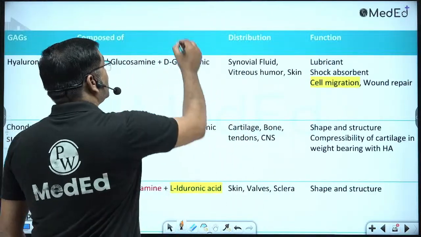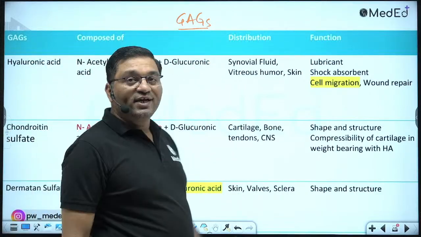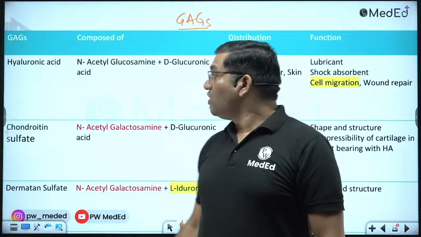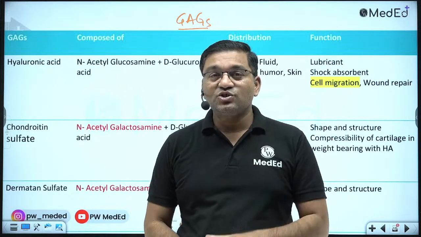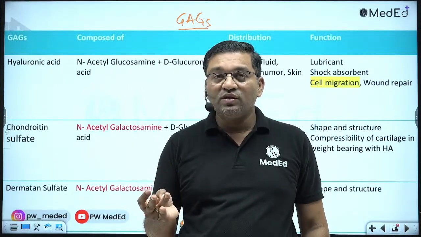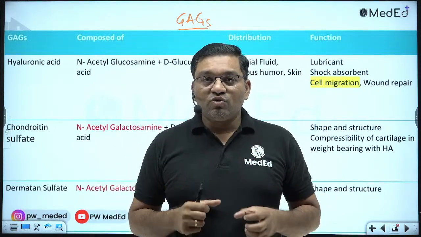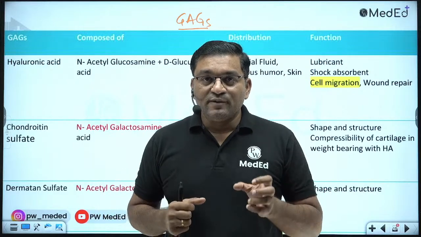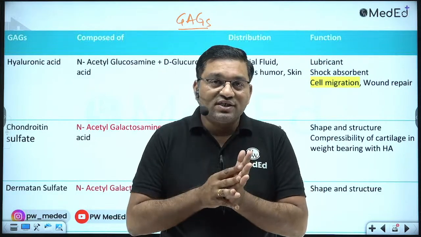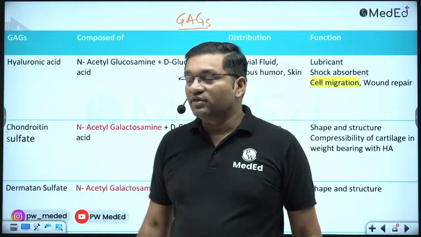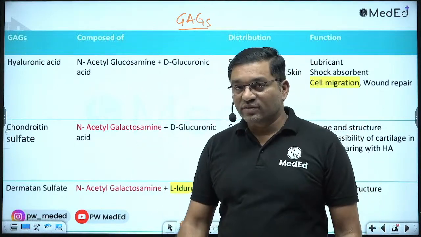Now coming to the next important topic, that is glycosaminoglycans or mucopolysaccharides. These are polyanions. They bear negatively charged groups: carboxyl groups, acetyl groups, sulfate groups. Because of these negative groups, they repel each other, so they are mucus in nature. They are shock absorbent. They are lubricant.